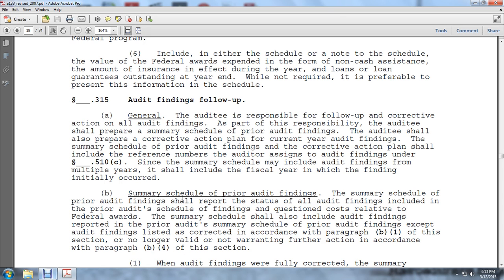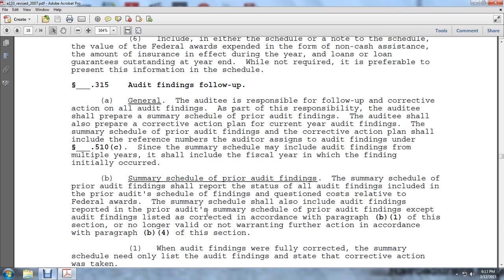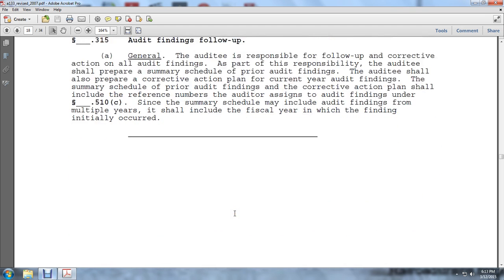Summary schedule of prior audit findings. The summary schedule of prior audit findings shall report the status of all audit findings, including those in the prior audit schedule of findings and questioned costs relative to federal awards. The summary schedule shall also include audit findings reported in the prior audit summary schedule of prior audit findings, except audit findings listed as corrected in accordance with paragraph B1 of this section, or no longer valid or not warranting further action in accordance with paragraph B4 of this section. When audit findings were corrected, the summary schedule need only list the audit findings and state that corrective action was taken.